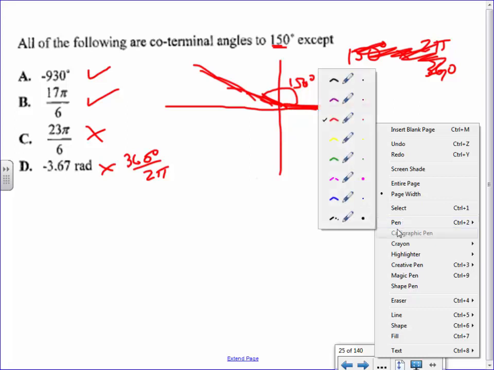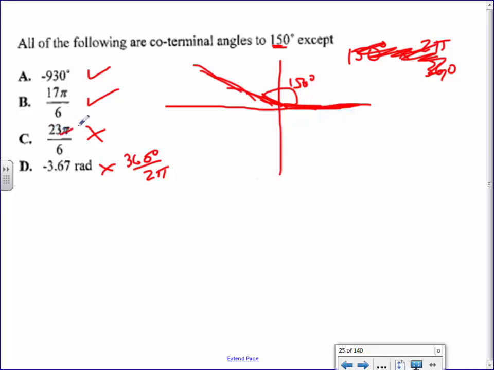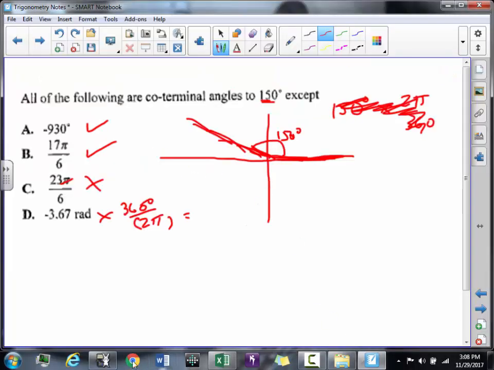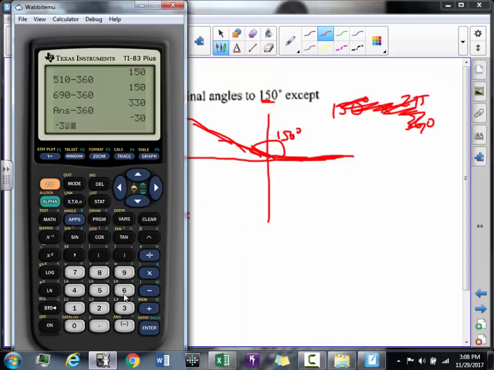What I'm going to do here to convert it to degrees is, remember how this one here had a pi you could cancel? This one right here does not have a pi to cancel. So what I'm going to literally have to do is go negative 3.67 times 360, and then I'm going to divide by 2 pi in brackets. So it's going to look like this. Negative 3.67 times by 360. I'm going to divide by 2 pi. So I got negative 210 degrees.